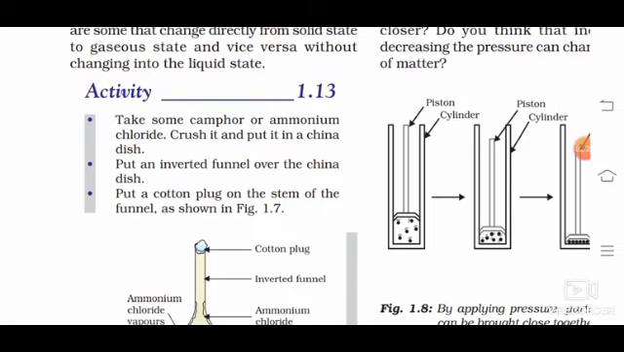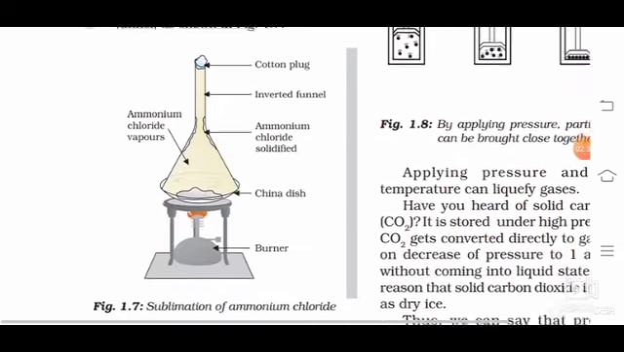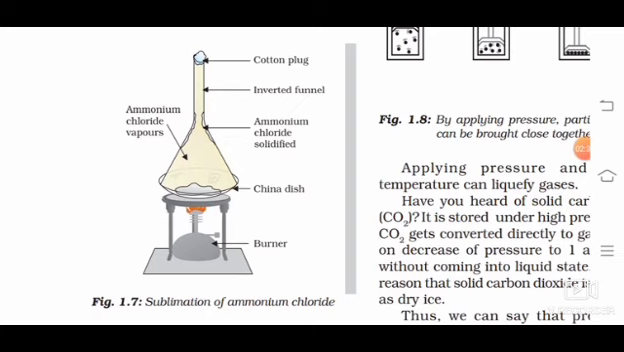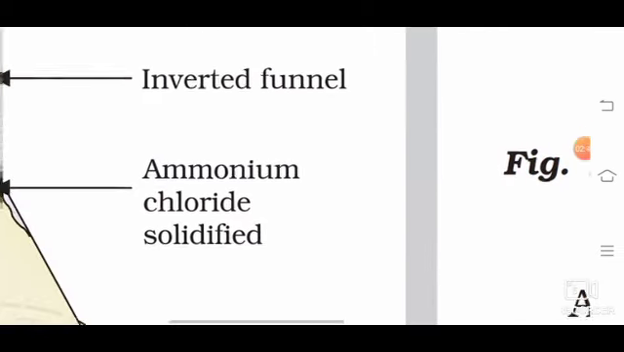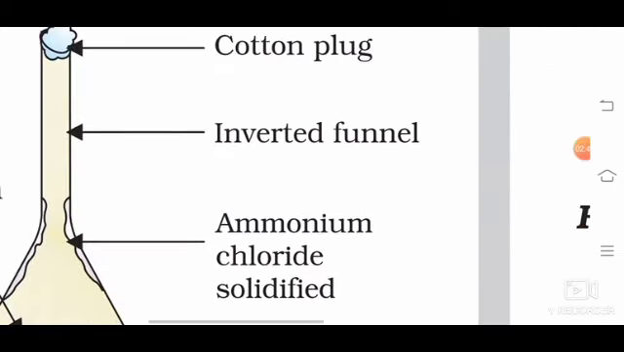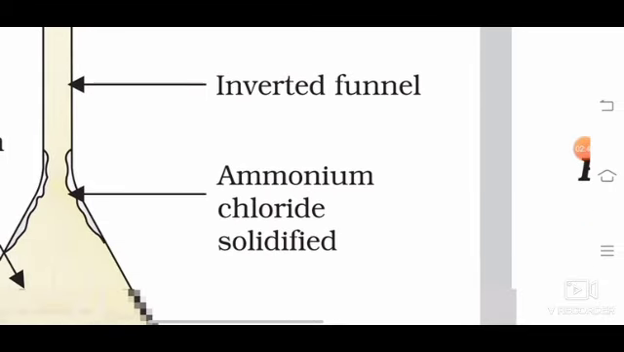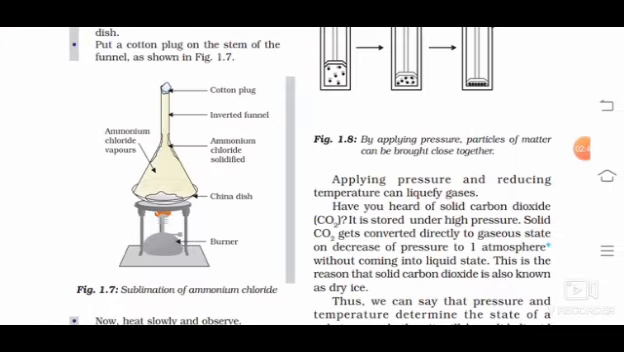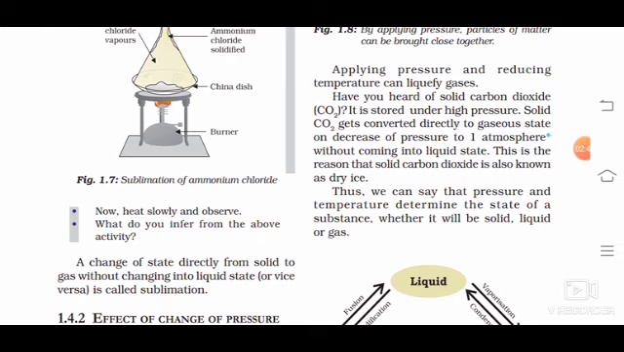Activity 1.13. Here we are taking camphor or ammonium chloride. I am taking camphor to show you. Crush it and put it in a china dish and arrange the apparatus as shown in the figure. Ammonium chloride solidified, cotton plug. Okay, all this you will get in the activity. Now you have to heat slowly and observe.